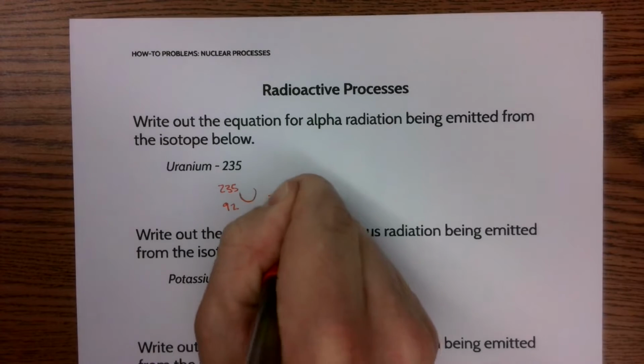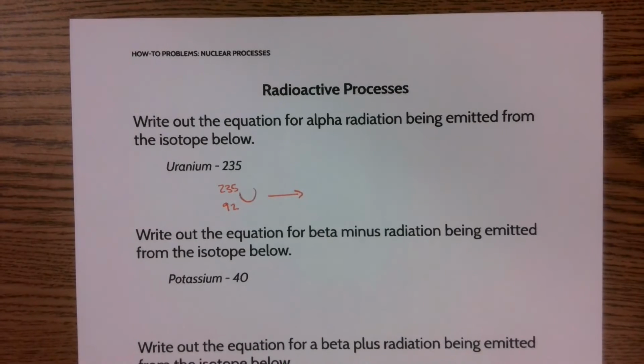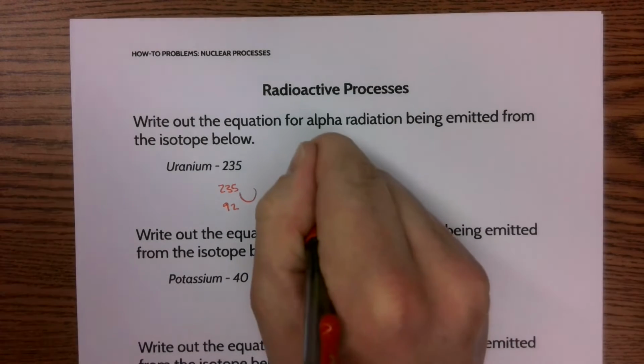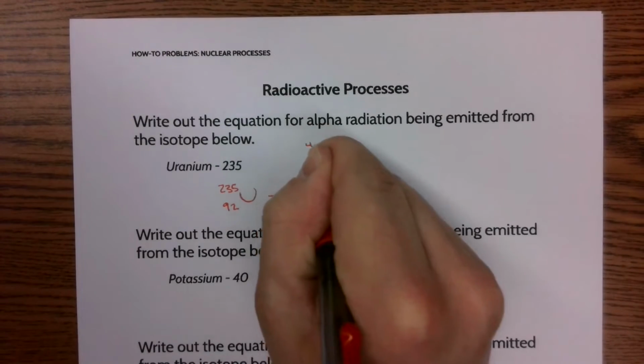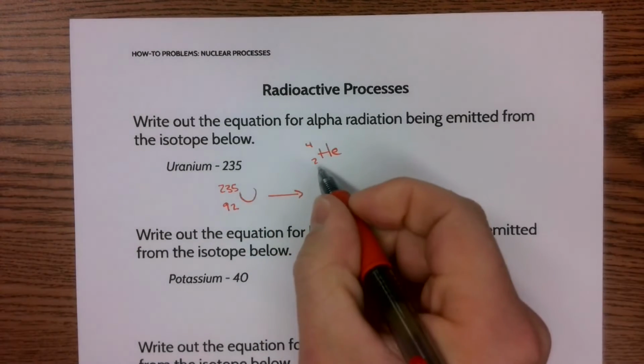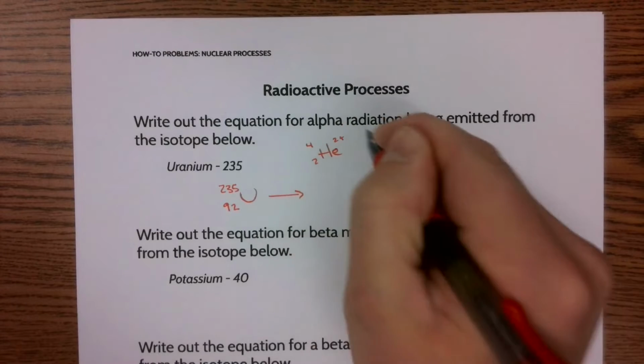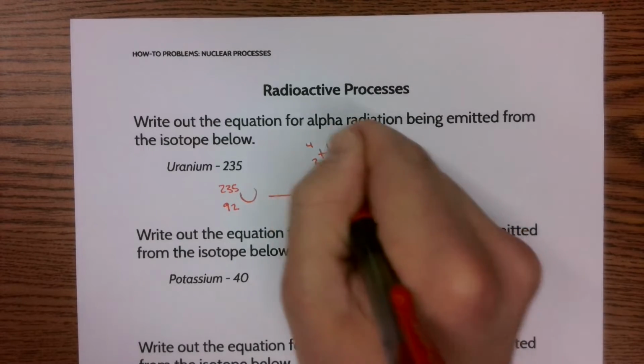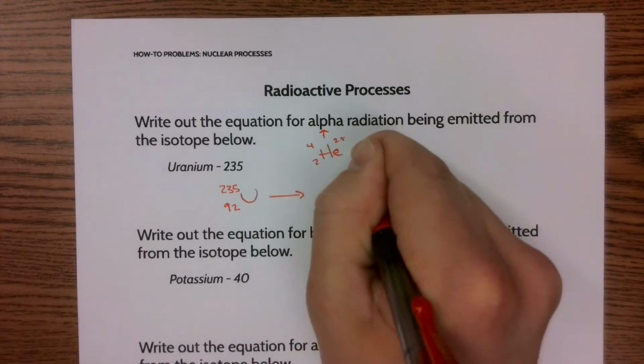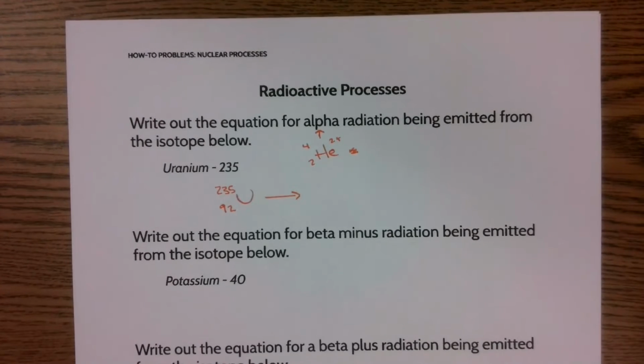An alpha particle is basically a helium atom. It's got an atomic mass of 4, an atomic number of 2, and it has a 2+ charge. That is what an alpha particle is.